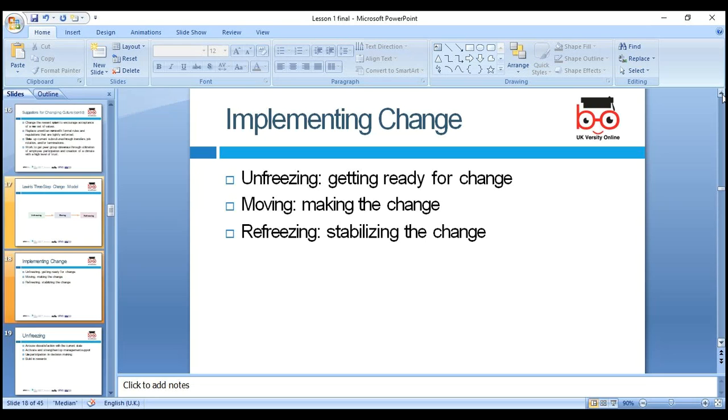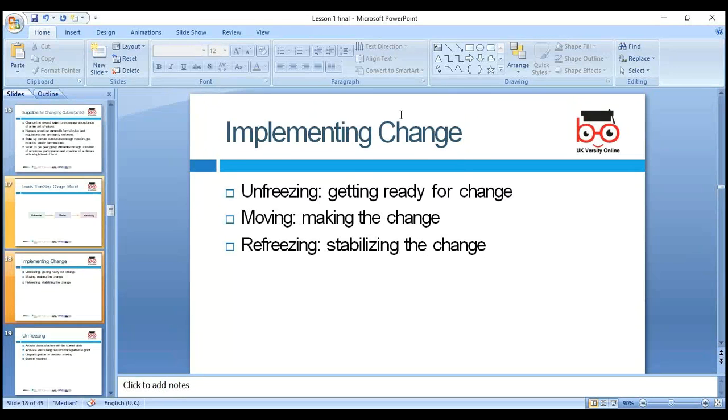Moving is making the change. So first you make them ready, then you move them towards change. Like when people don't follow the queue, we need to teach them the importance of queuing, and not using relationships. Then we move toward the change. Of course, if anybody breaks it, they will get punishment. Then refreezing is stabilizing the change. Once the change has happened, it becomes a culture, and you don't need to monitor the people every day.